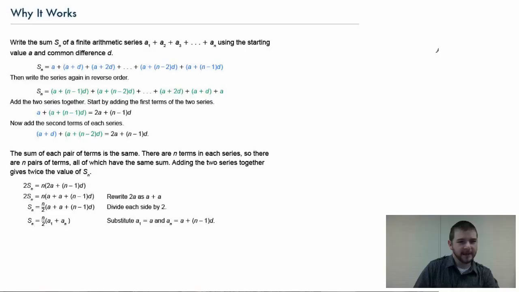And here's an explanation of why it works. Feel free to check this out if you're inclined, but I think as we begin using this formula, you'll become very comfortable with it, and also with using it to find the sums of arithmetic series.